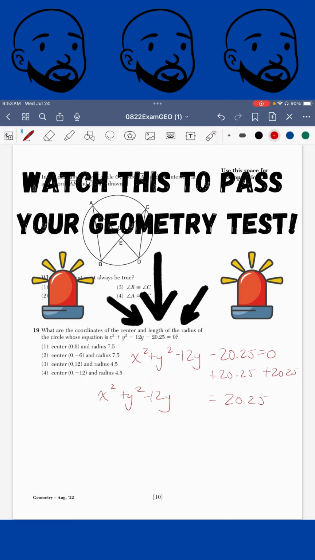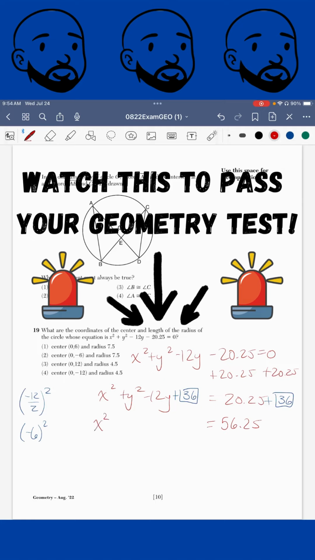Looking at this y, we have to add a number to each side when you're completing the square. The number that you add to each side is going to be half this b value, not the y squared, just the number with the y. It's going to be half of that, squared. Half of negative 12 squared. Negative 12 divided by 2 squared. That's going to be negative 6 squared, which is 36. It's always going to be a positive number. On the right side, you just add those two numbers together, which is 56.25.